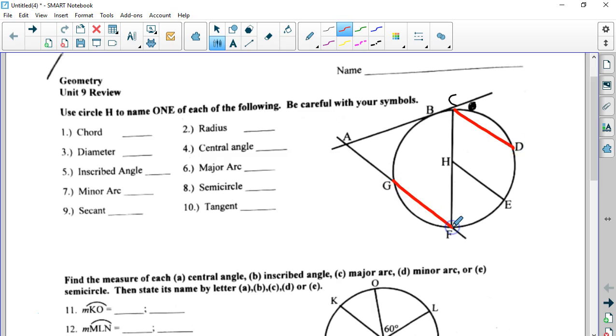Technically, GF is a chord. And the diameter is also a chord. So you could use any of those you want to name these. Now when you're naming a chord, remember, you put a little line segment above it. So CD, GF. If you wanted to put the diameter, you could, but there you go.